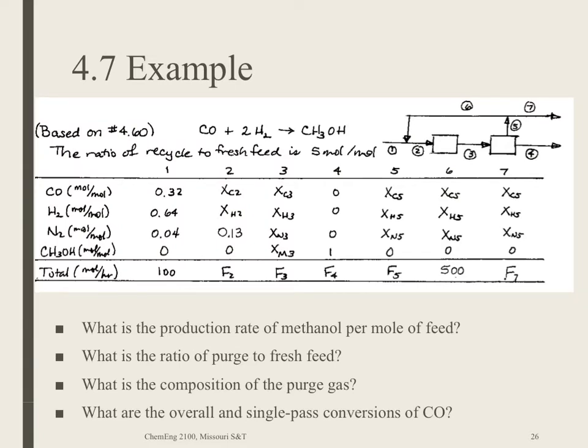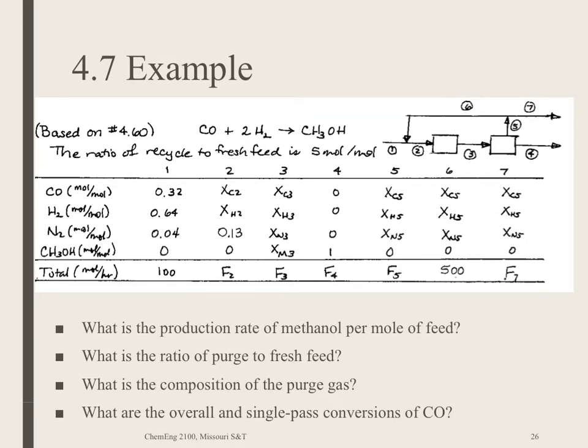So let's look at an example here. This is based on a problem that's in the textbook, but I have carbon monoxide plus two hydrogens makes methanol, CH3OH. I have fresh feed in stream one that is combined with a recycle stream, stream six, to be fed to a reactor. This feed is stream two. Out of the reactor is stream three, which is fed to a separator.